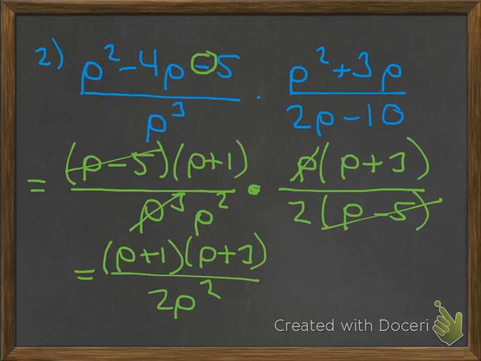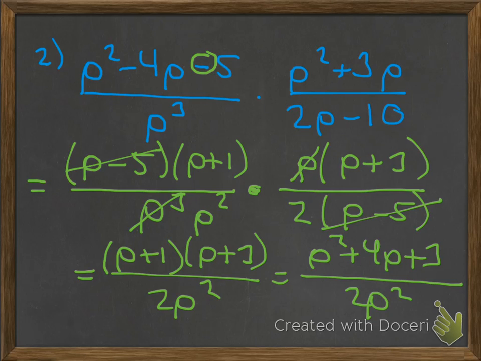And that's it. So now I have one fraction instead of 2. You can go the next step and go ahead and multiply it out and make it look prettier. That's not really the main event of what we're doing here, but that's okay. P squared plus 4p plus 3 over 2p squared. No big whoop. That looks nice.